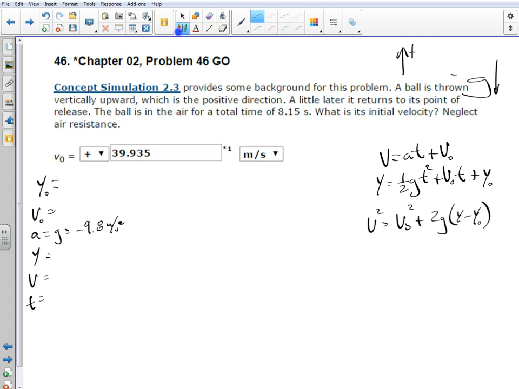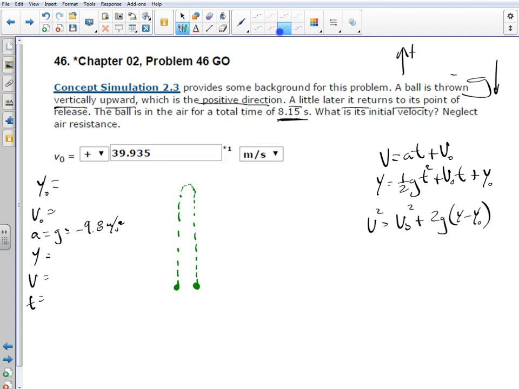Okay, so let's fill in what we know. A ball is thrown vertically upward, which is the positive direction. A little later, it returns to a point of release. The ball is in the air for a total time of 8.15 seconds. Very interesting. So this one, a picture is going to be very important, I think. So if we start here and we throw it straight upward, I'm going to have to move it over a little bit so it's visible, but it comes back down.